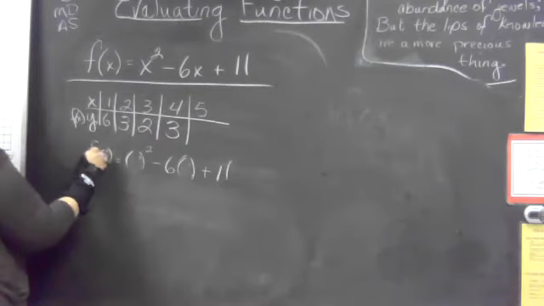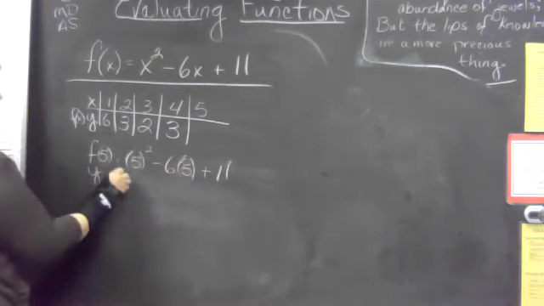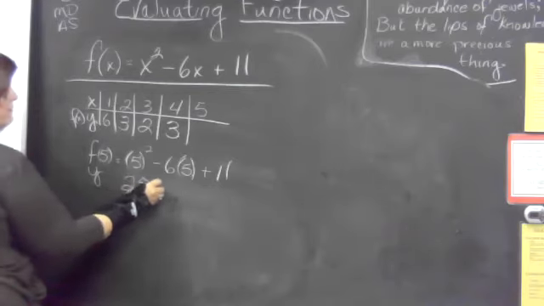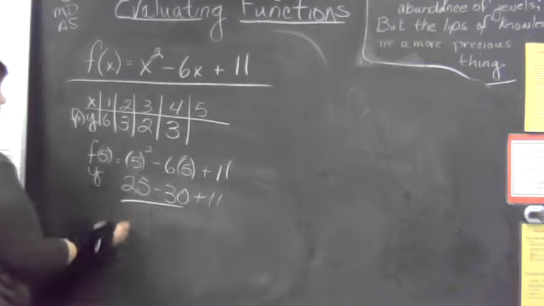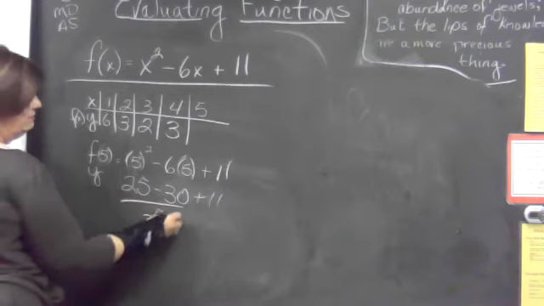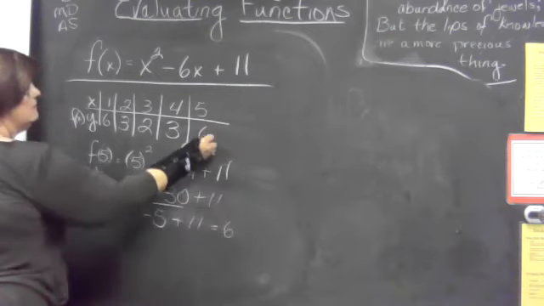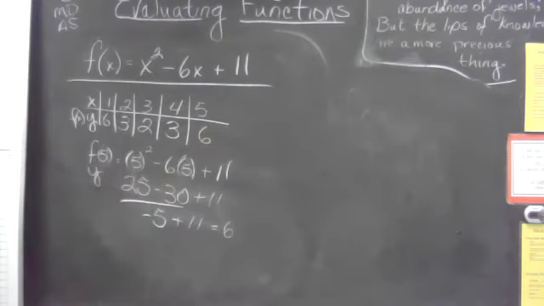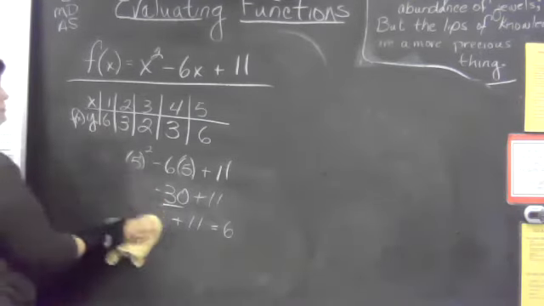Okay, f of 5. So we have 25 minus 30 plus 11. We have negative 5 plus 11, which is 6. And so now we have filled out our T-chart, and that's all we had to do on page 2.